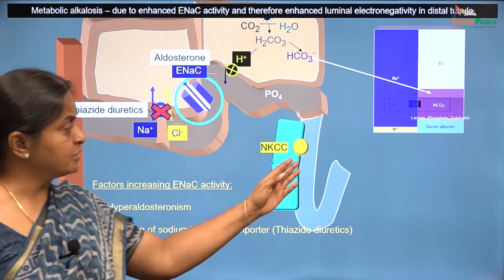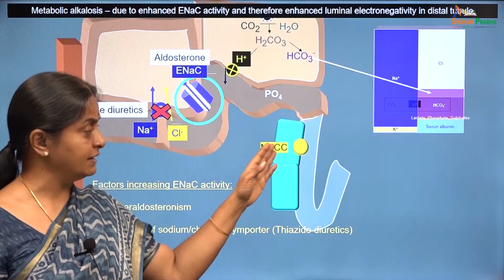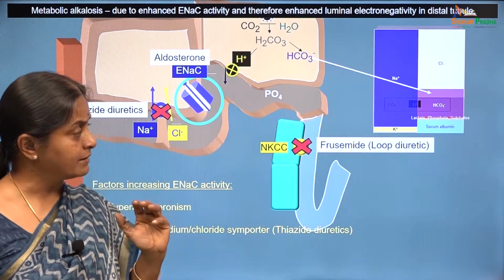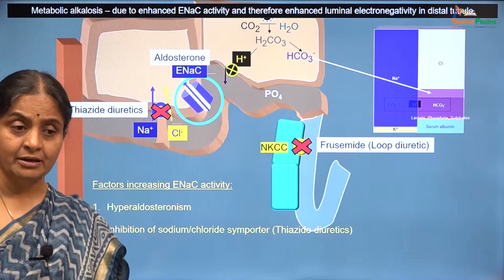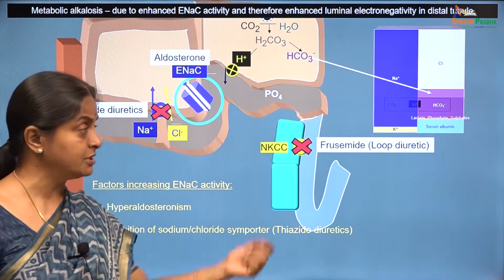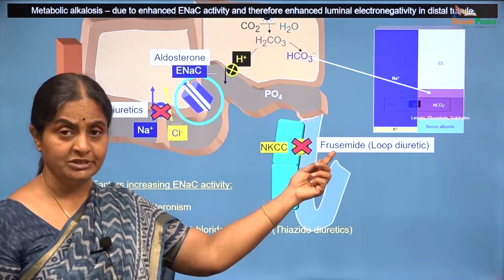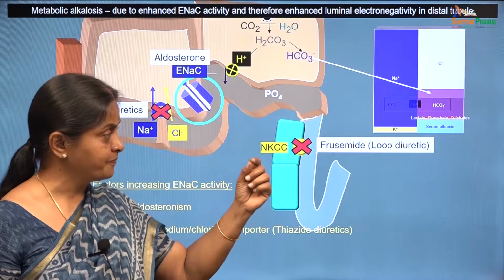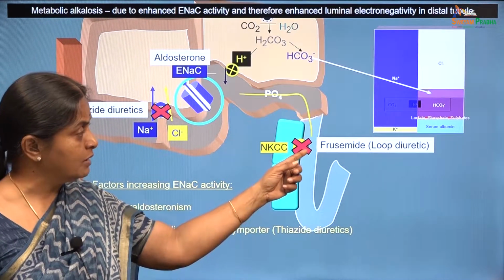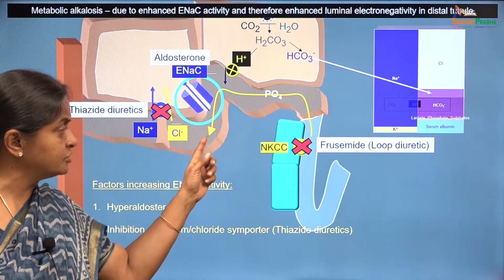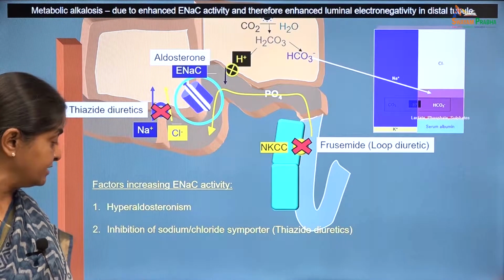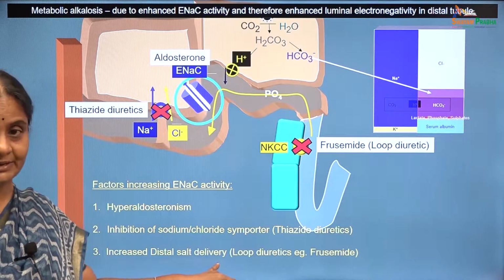Similarly, sodium reabsorption in the loop of Henle is via the sodium potassium 2 chloride symporter, and if that is inhibited by a group of drugs called loop diuretics, which may be used in hypertension, furosemide is one such drug. Any inhibition of sodium reabsorption in the loop will result in all that sodium arriving at the distal tubule, a phenomenon referred to as increased distal salt delivery.